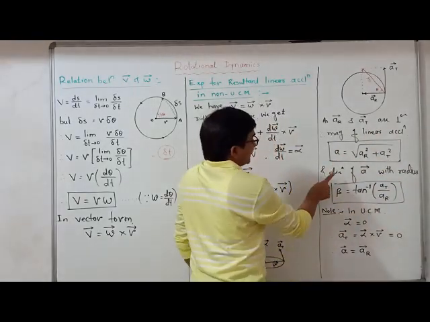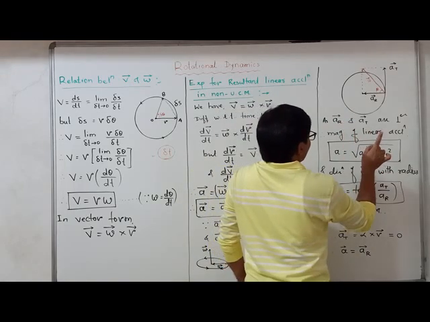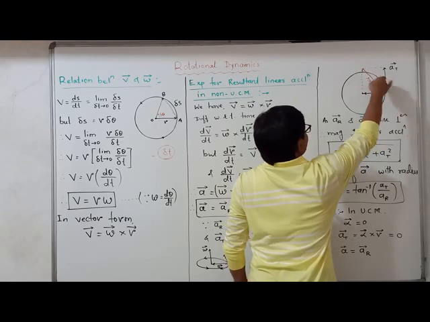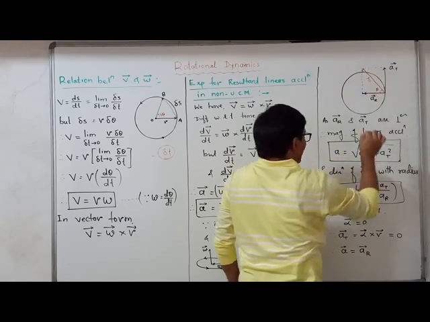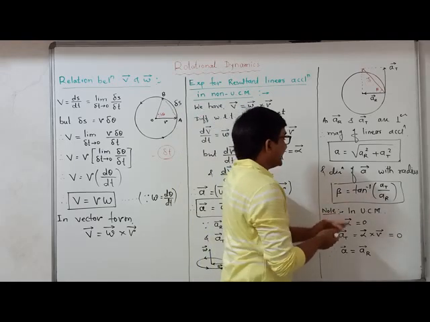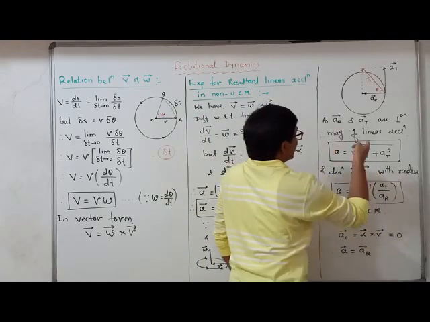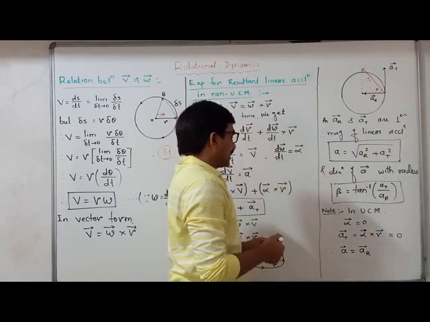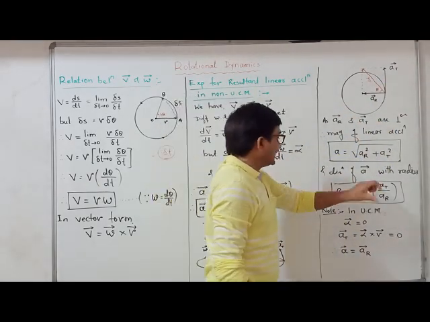And again, the direction of linear acceleration with the radius is denoted by the symbol beta, and so beta is equal to tan inverse of at divided by ar. We know that the y component divided by the x component gives the tangent, so beta is equal to tan inverse of at divided by ar.